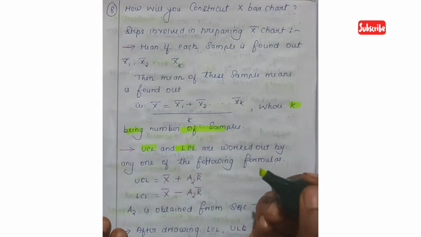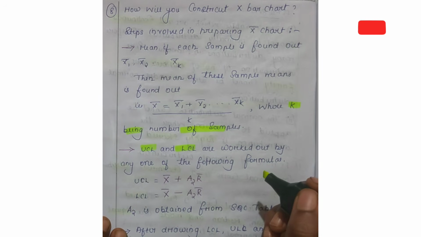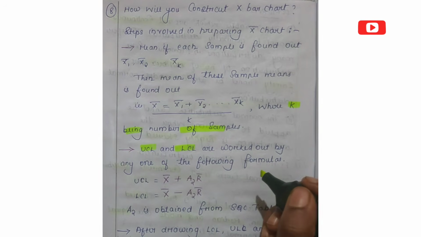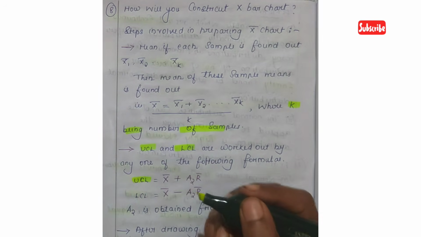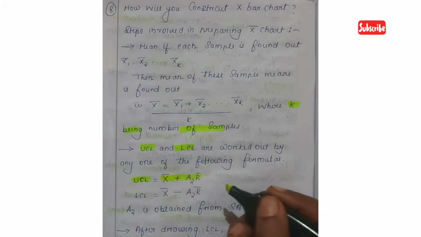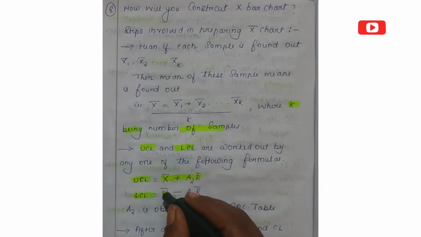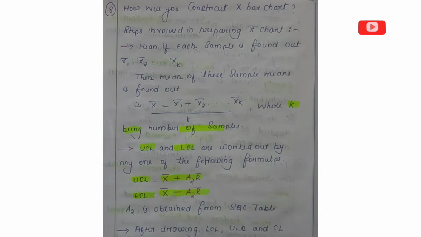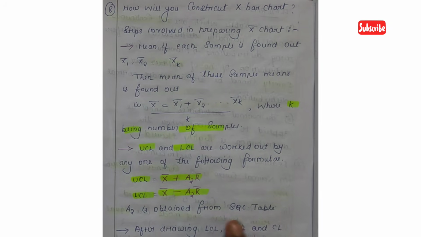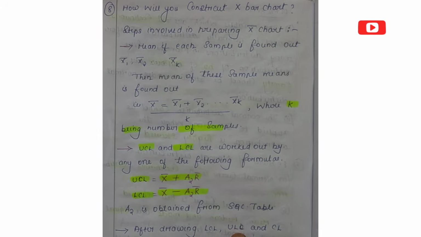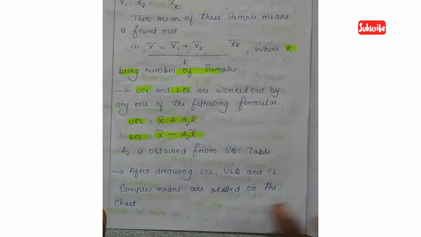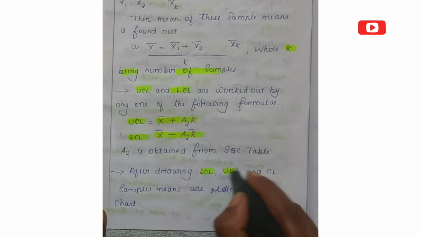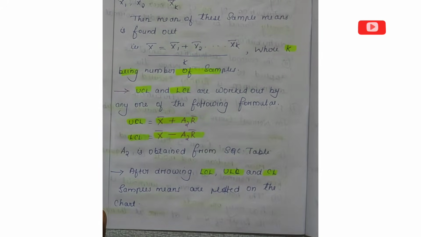UCL and LCL are worked out using the following formulas. UCL is equal to x double bar plus A2 R bar. LCL is equal to x double bar minus A2 R bar. A2 is obtained from the SQC table. After drawing LCL, UCL and CL, sample means are plotted on the chart.